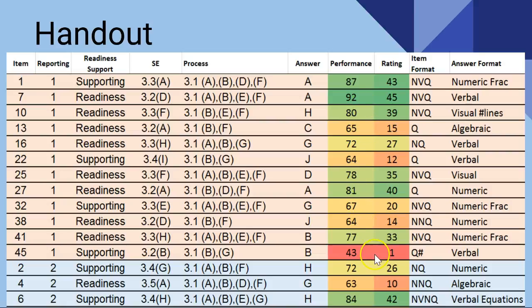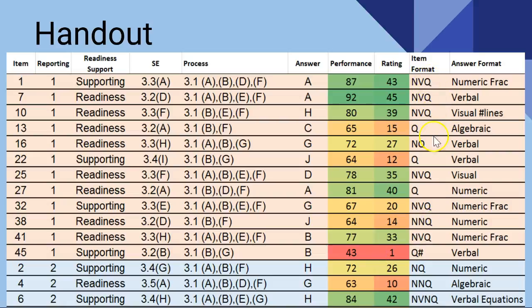However, our lowest scoring item is from the same reporting category 1. Our lowest scoring item is number 45. It is the number 1 lowest scoring item, and we had only 43% mastery. So remember, anything red is low and anything green is high. And of course, orange would be low and yellow would be better than orange.